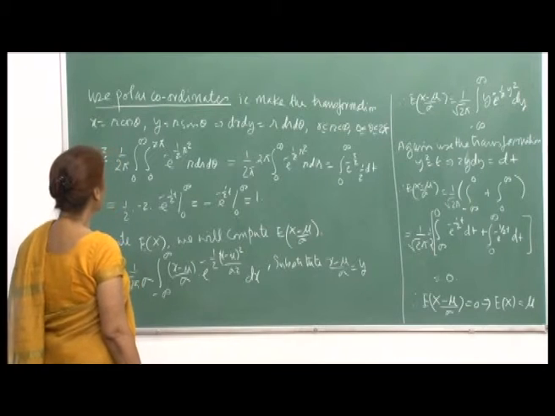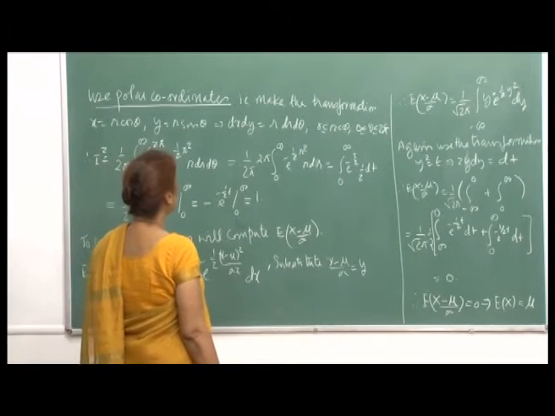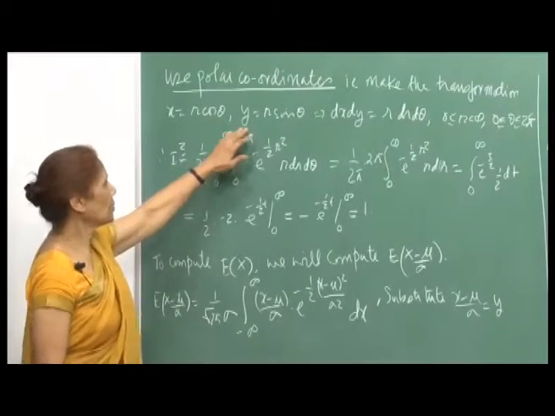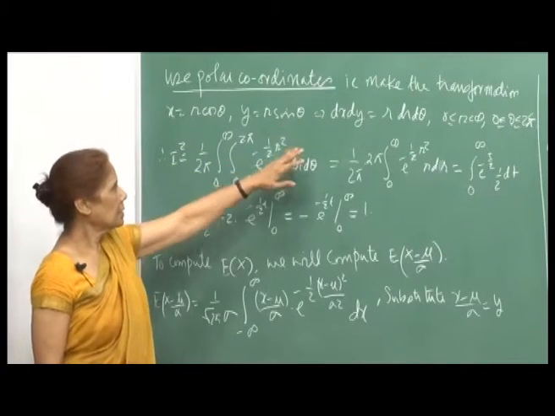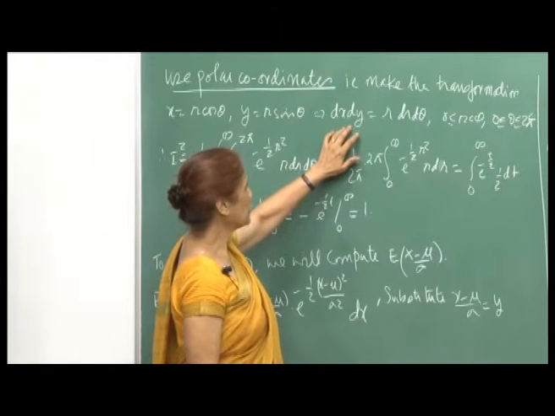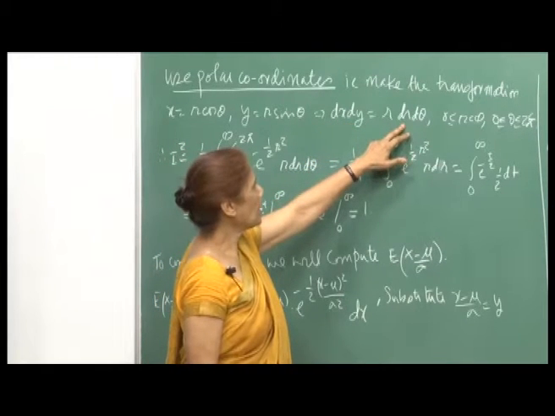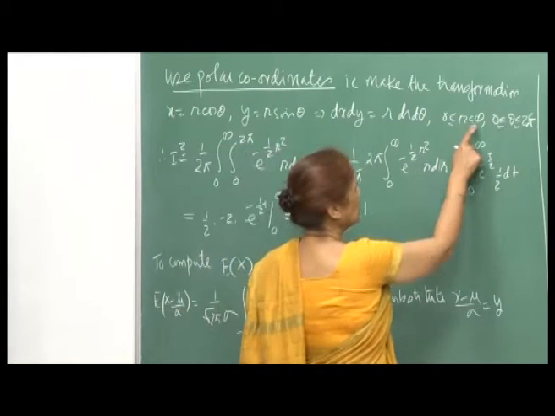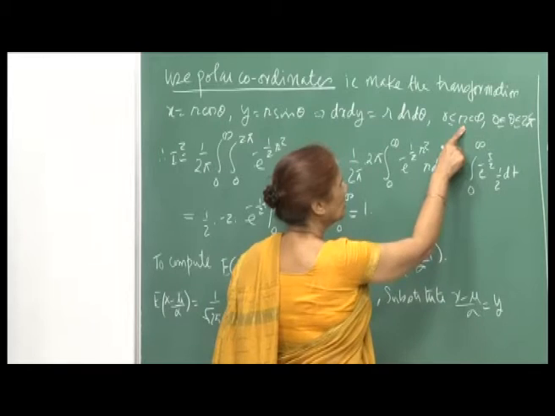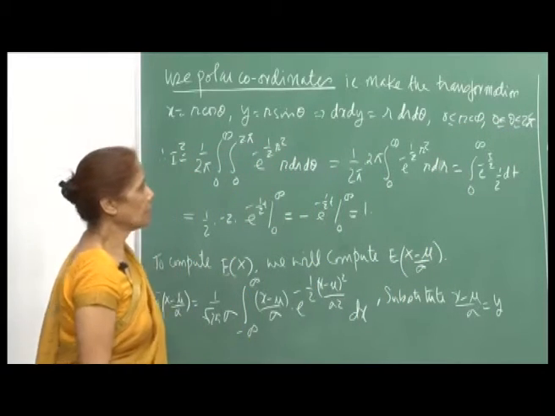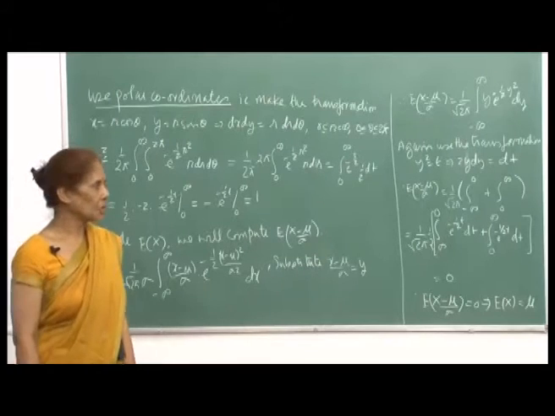To compute that double integral, I make use of polar coordinates, that is, I make the transformation x is equal to r cos theta, y is equal to r sin theta. Then we know that dx dy, the element of area in the xy plane, gets transformed to r dr d theta. Then r varies from 0 to infinity, because r is a non-negative variable, and theta varies from 0 to 2 pi. This is your polar coordinate transformation.